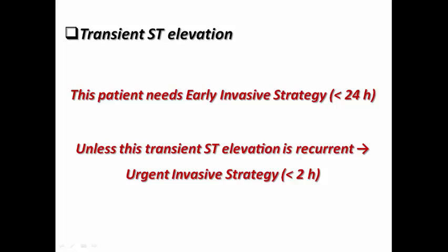Of course, transient ST elevation, as it is considered high risk non-ST elevation acute coronary syndrome, the patient will need early invasive strategy within less than 24 hours. But if the pattern of transient ST elevation was recurrent, for example, the patient was chest pain free and the ST elevation resolved, then he had another bout of chest pain with new ST elevation. In this case, we consider it as recurrent, and the patient in this case should be referred for urgent invasive strategy, the same as primary PCI, because this patient is having a stuttering course and he would turn into frank STEMI.